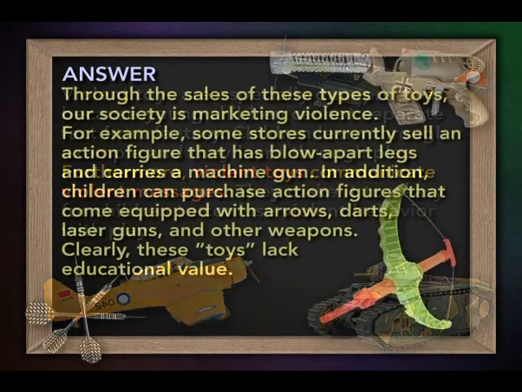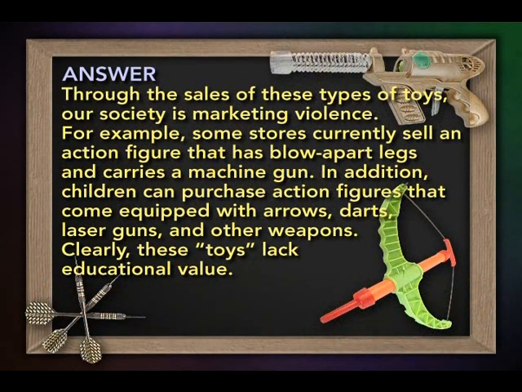Next paragraph. Through the sales of these types of toys, our society is marketing violence. For example, some stores currently sell an action figure that has blow-apart legs and carries a machine gun. In addition, children can purchase action figures that come equipped with arrows, darts, laser guns, and other weapons. Clearly, these toys lack educational value.